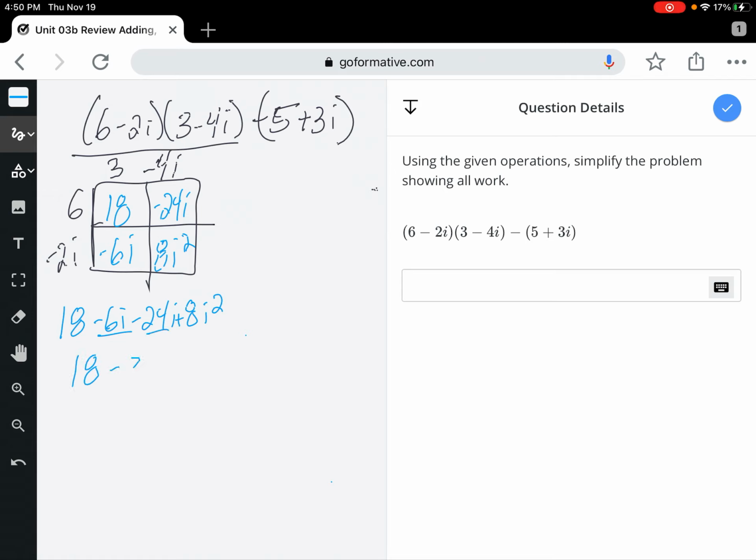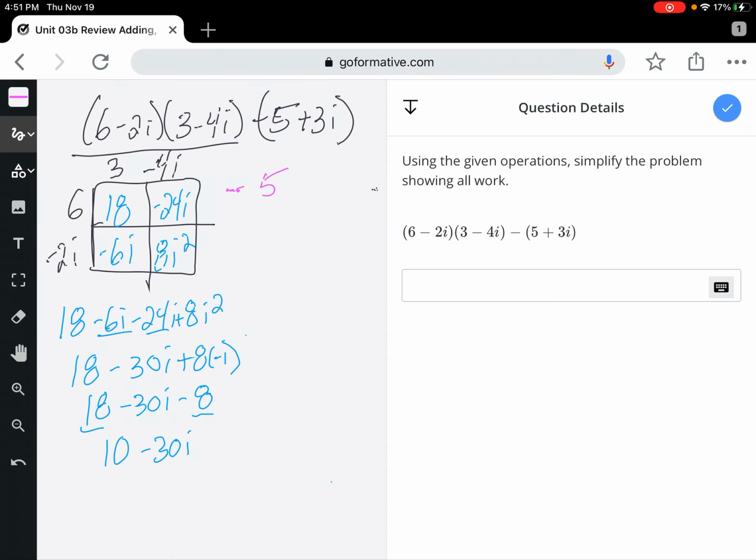18 minus 6i minus 24i plus 8i squared. I combine these. 18 minus 30i plus 8 times negative 1. 18 minus 30i minus 8. I combine these. 10 minus 30i.